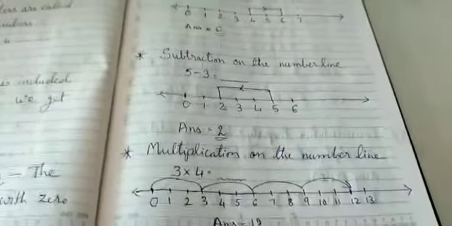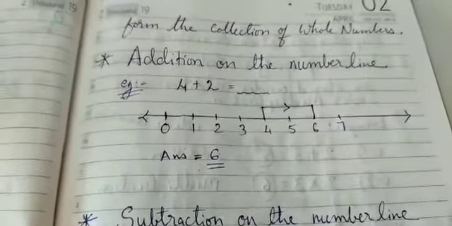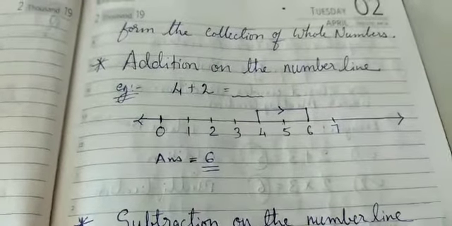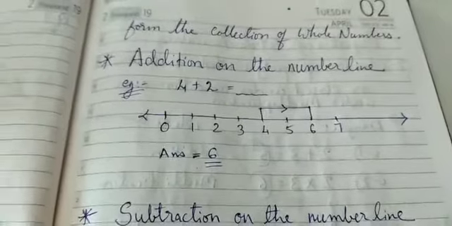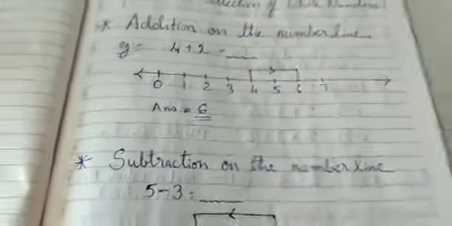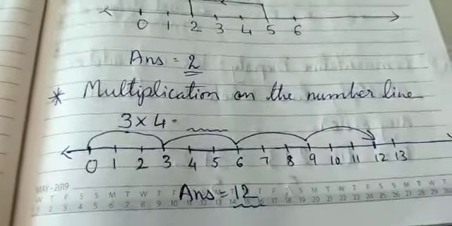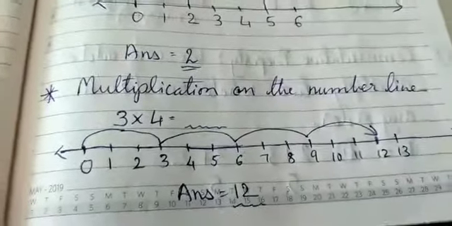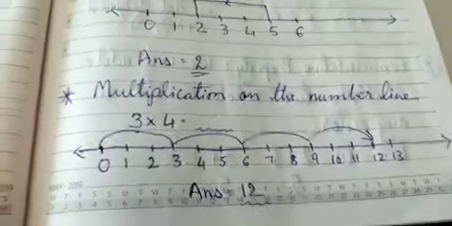So, what did we see now? Collection of whole numbers, we saw addition of 2 single digit whole numbers using the number line, subtraction of 2 single digit whole numbers and multiplication of 2 single digit whole numbers using number line. Okay?